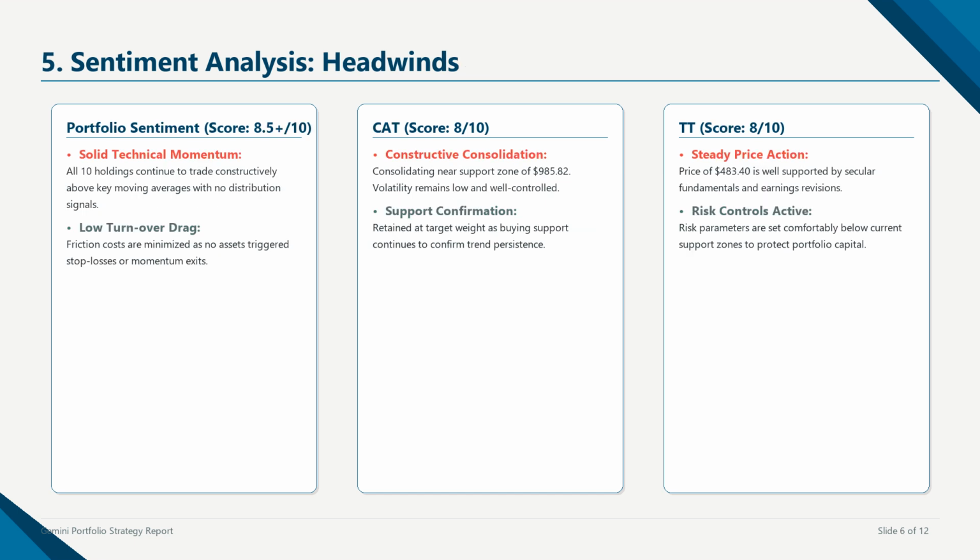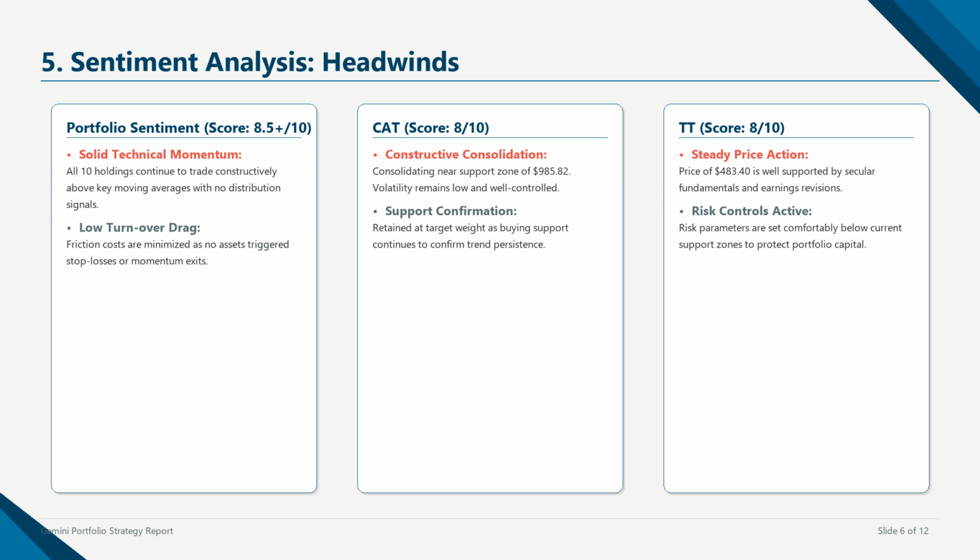This week, our portfolio has no major sentiment headwinds, and all of our 10 holdings continue to trade constructively above their key technical support levels. Stocks like CAT and TT demonstrate strong relative strength against the broader Nasdaq market consolidation.